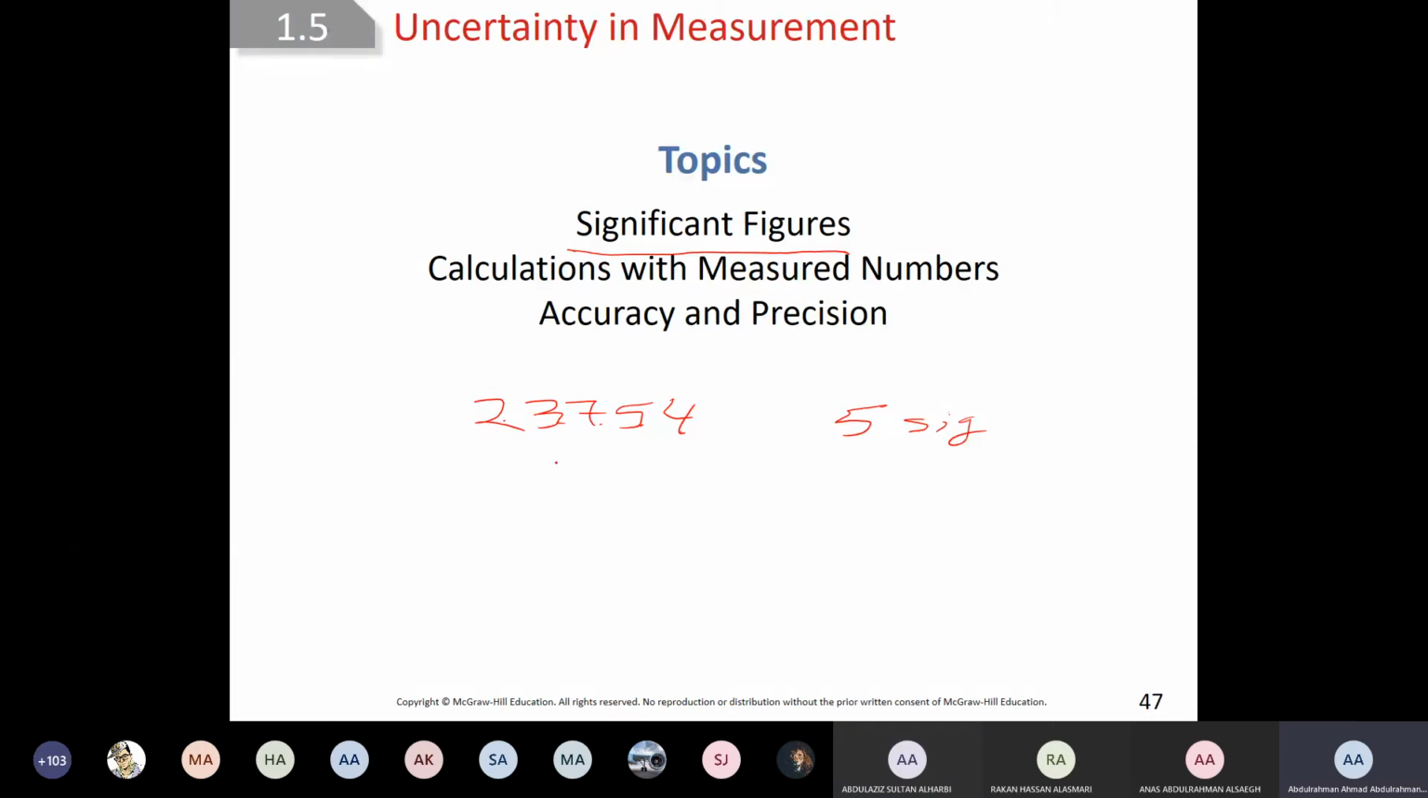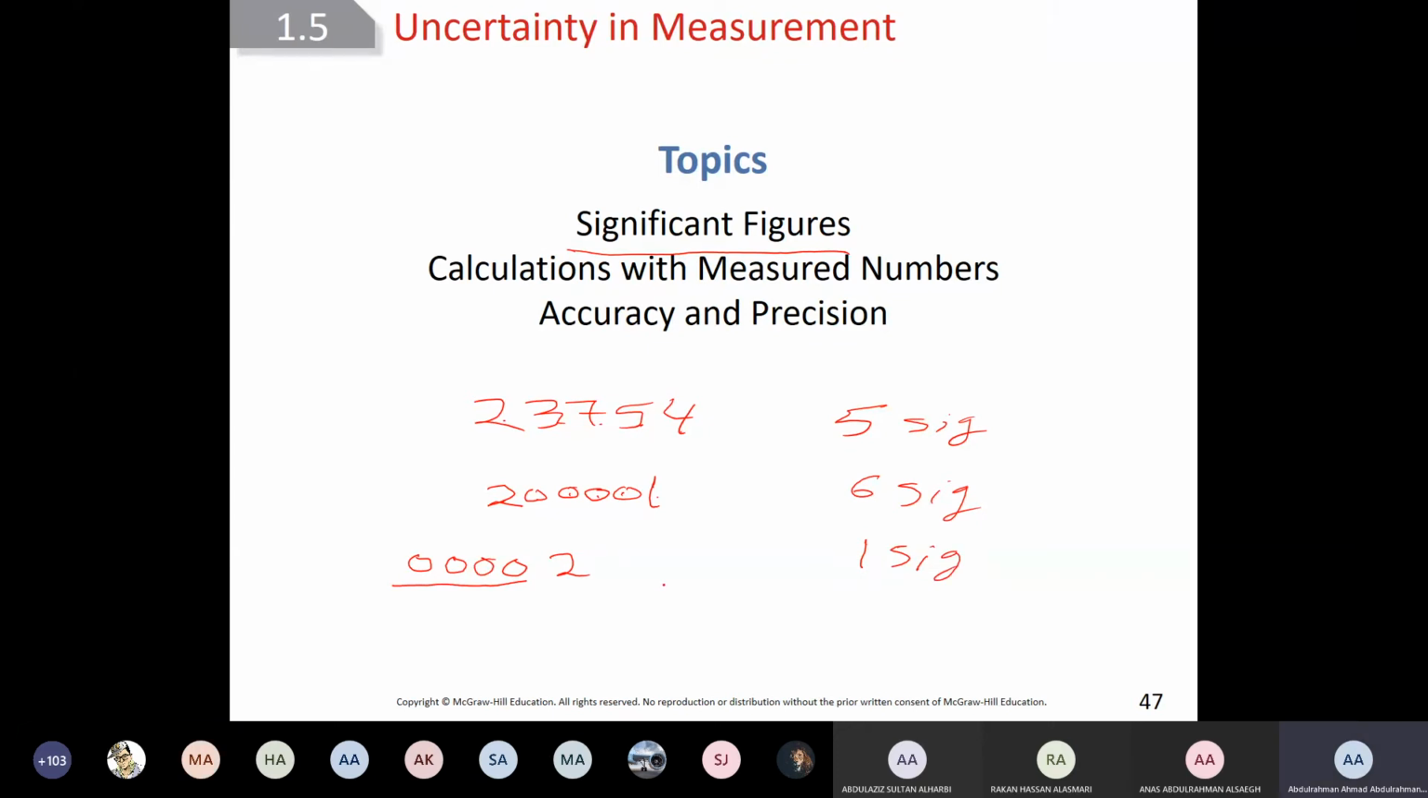If there are zeros, be careful with the zeros. If the zeros are in between the numbers, how many significant figures do I have in this figure? Six. You should go and count 1, 2, 3, 4, 5, and 6 significant figures. So if the zeros are in between numbers, they are significant. Now, if the zeros are to the left of the number, like this one, how many significant figures do you have? One significant figure. The zeros to the left are not important. Clear?